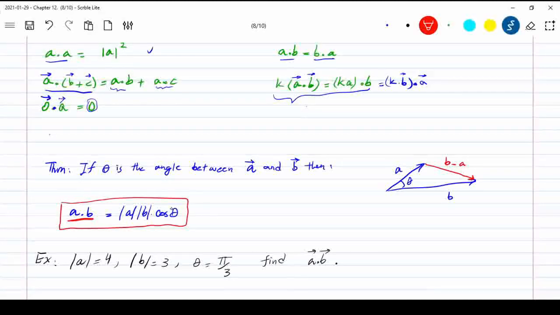Okay. And you can use this to find the cosine as well. If you're given two vectors, you can find the cosine of the angle between them by just dividing by the magnitudes. You can divide both sides by magnitude A magnitude B, moving this to the denominator on the other side. And if you want to find the angle theta, then you do a cosine inverse. Then theta would be cosine inverse of whatever A dot B divided by magnitude A magnitude B is.